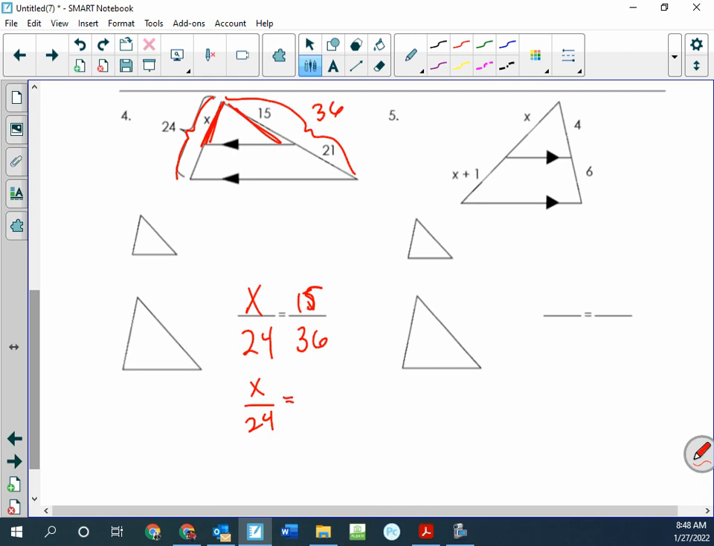We probably want to use a calculator to solve this. It's going to be 10, it looks like.